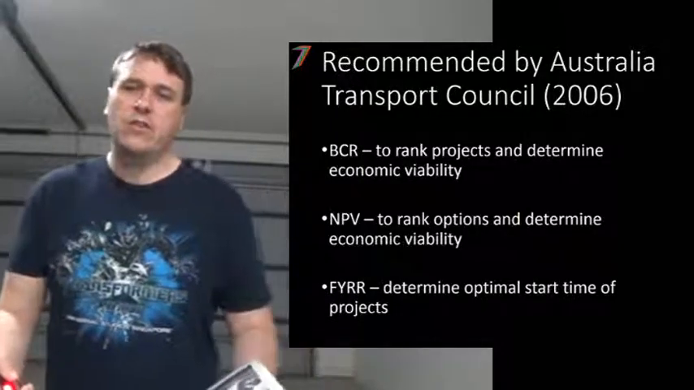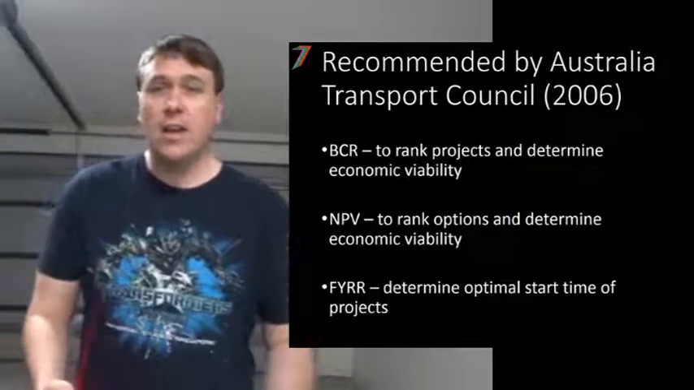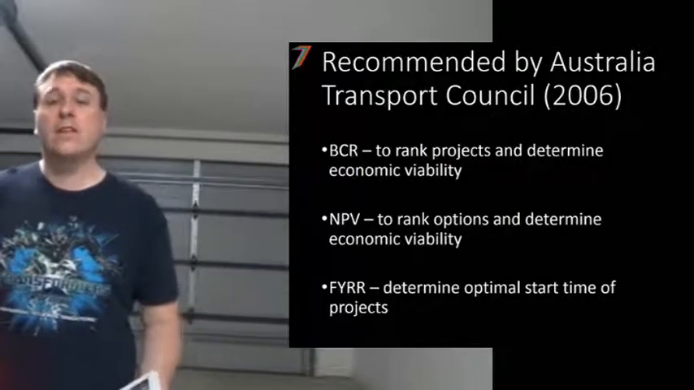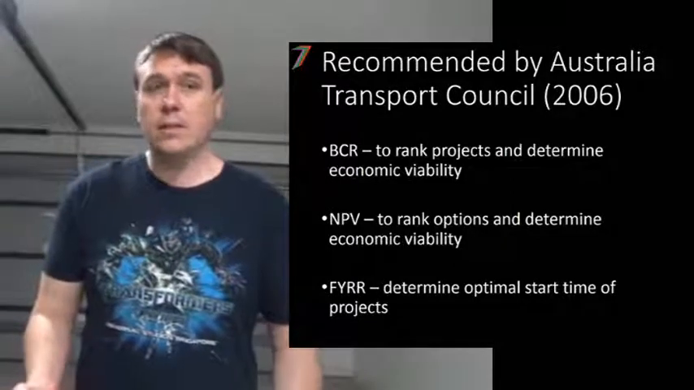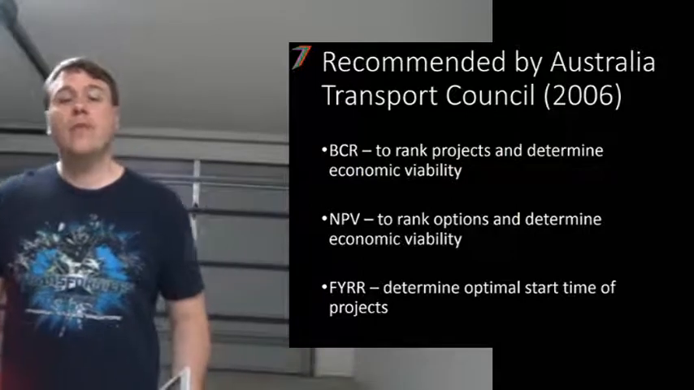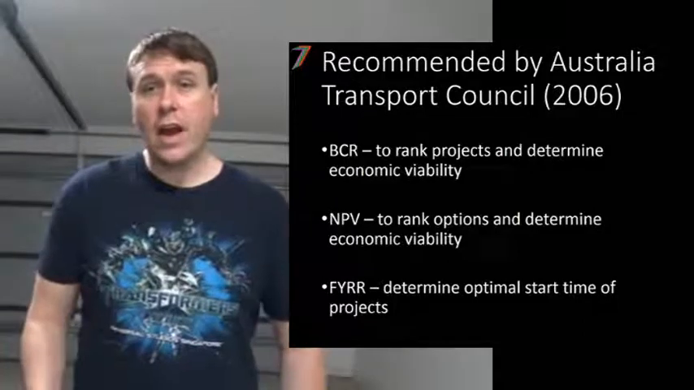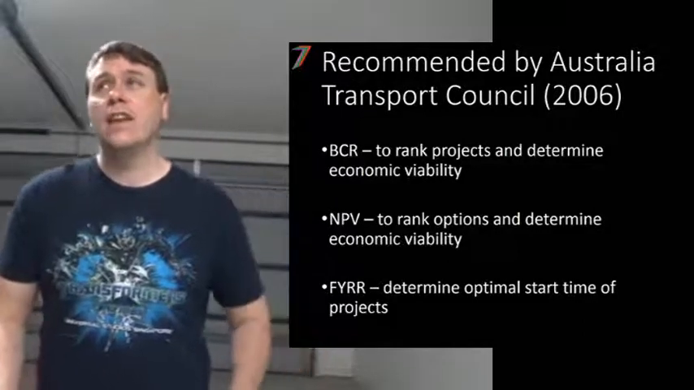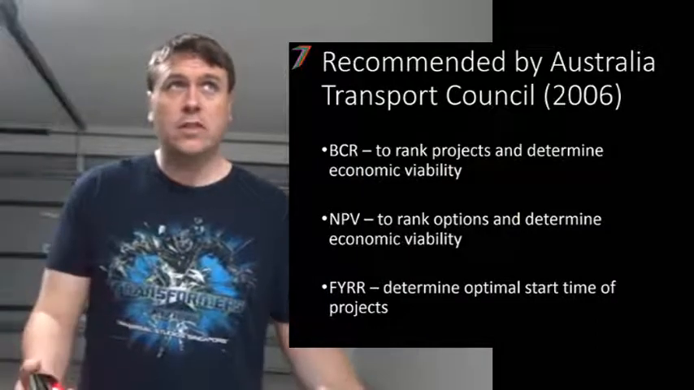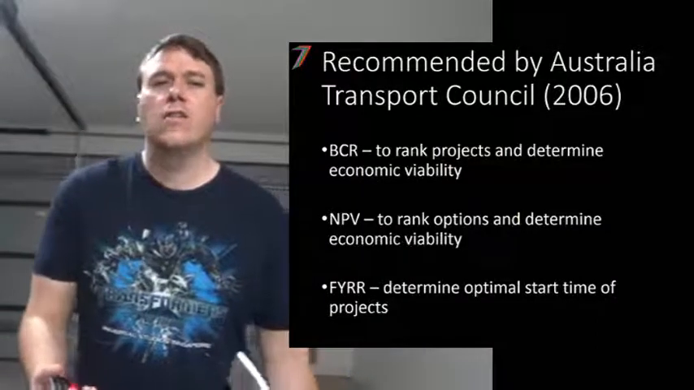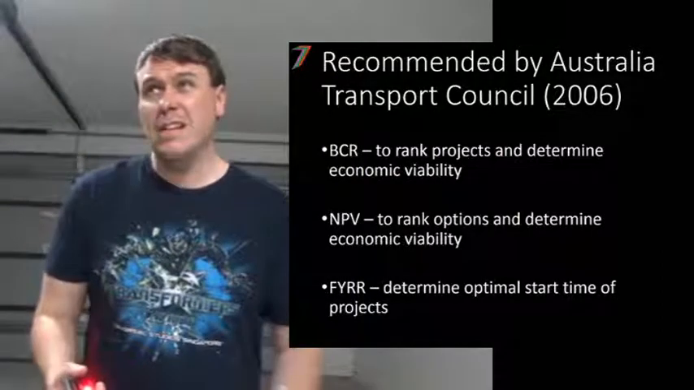So the project with a benefit cost ratio of 6 would be prioritized, basically in terms of a ranking. It's also used to determine viability. As I mentioned before, you need a benefit cost ratio of greater than 1 to indicate that your project is economically viable. Also, there's the net present value. That again is to determine economic viability. If you have a net present value greater than 0, that would indicate that you've got a positive return to society from that investment.